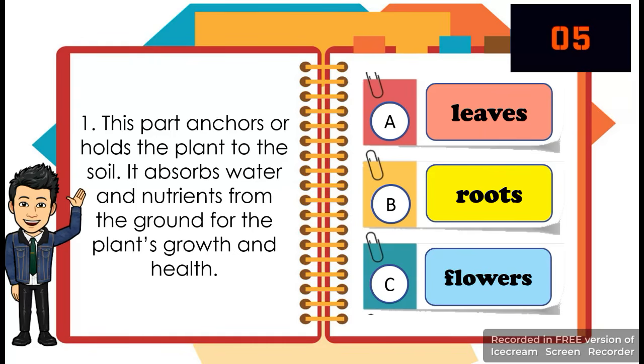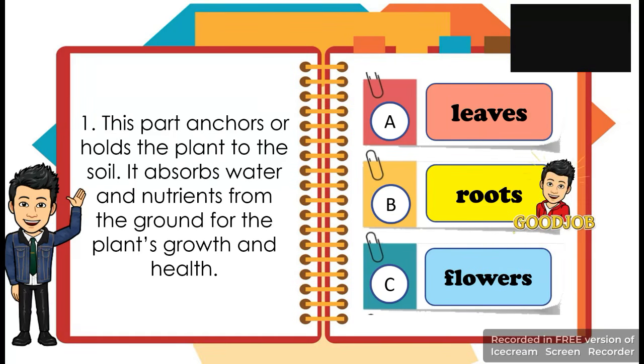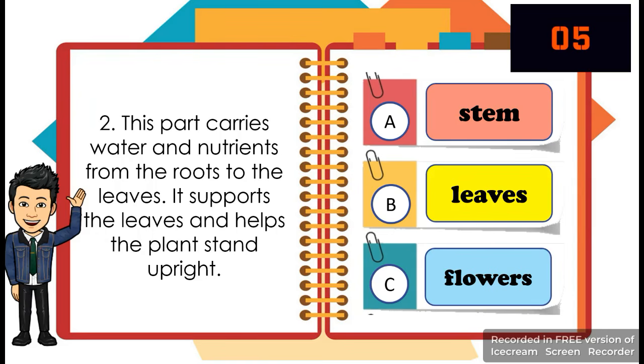A. Leaves. B. Roots. C. Flower. The answer is roots. Number 2. This part carries water and nutrients from the roots to the leaves. It supports leaves and helps the plant stand upright.